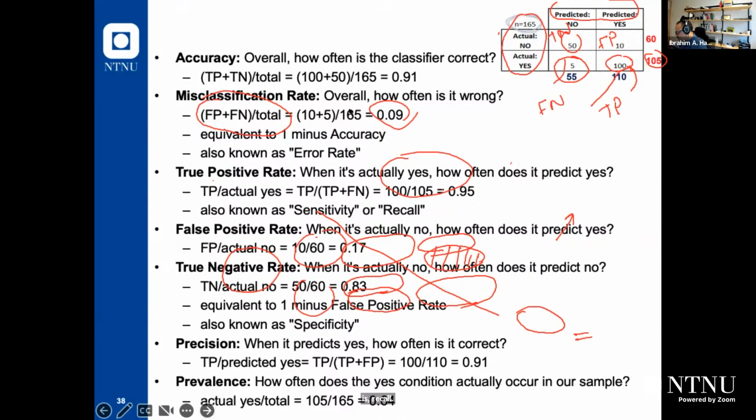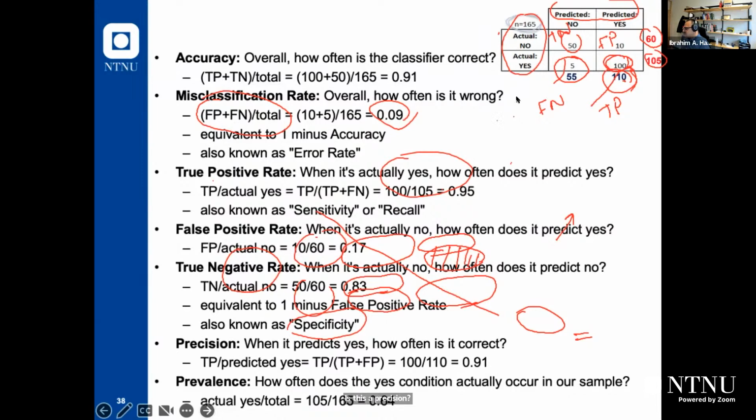True negative rate, which is the specificity. It will be true negative divided by actual no. It will be 50 divided by 60, right? Precision is true positive divided by true positive plus false positive. It's when it predicts yes, how often it is correct. When it's predicted yes, it will be 110, right? True positive divided by 110, which is the precision. So it will be true positive divided by total predicted yes, 10 plus 100. So this is the precision.